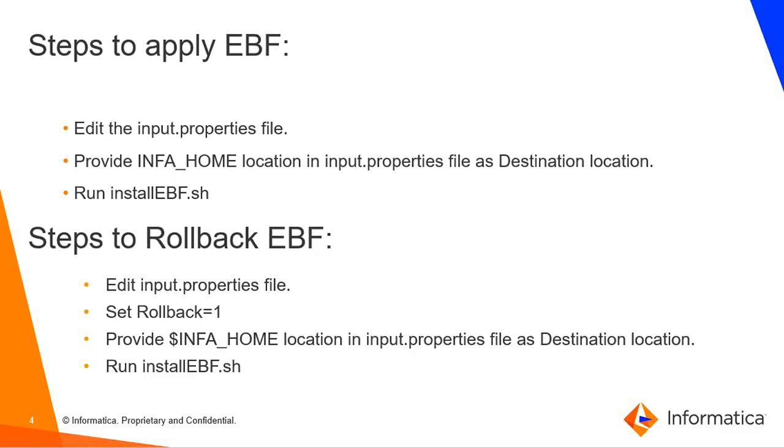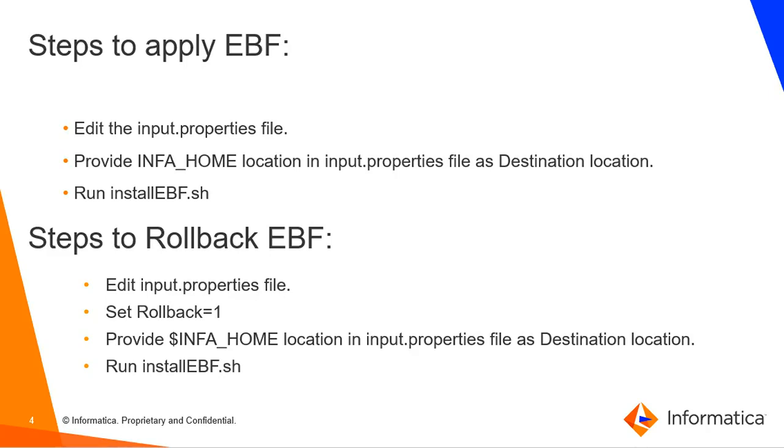Steps to apply EBF. To apply EBF, you need to extract the EBF installers in the Informatica server, or if it's a client EBF, you need to extract the installers in the Informatica client server. Once you extract, you can find the input.properties file where you need to provide the info home location, that is the destination folder where EBF will be applied, and then run the installEBF.sh file or installEBF batch file.